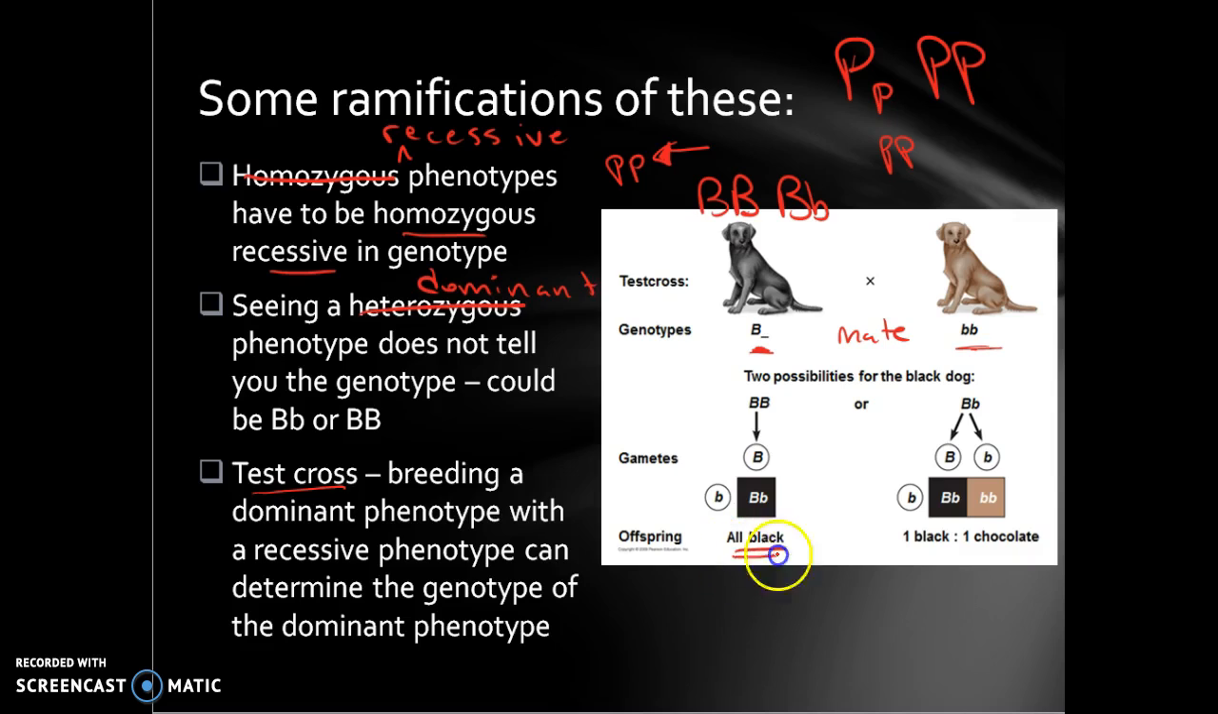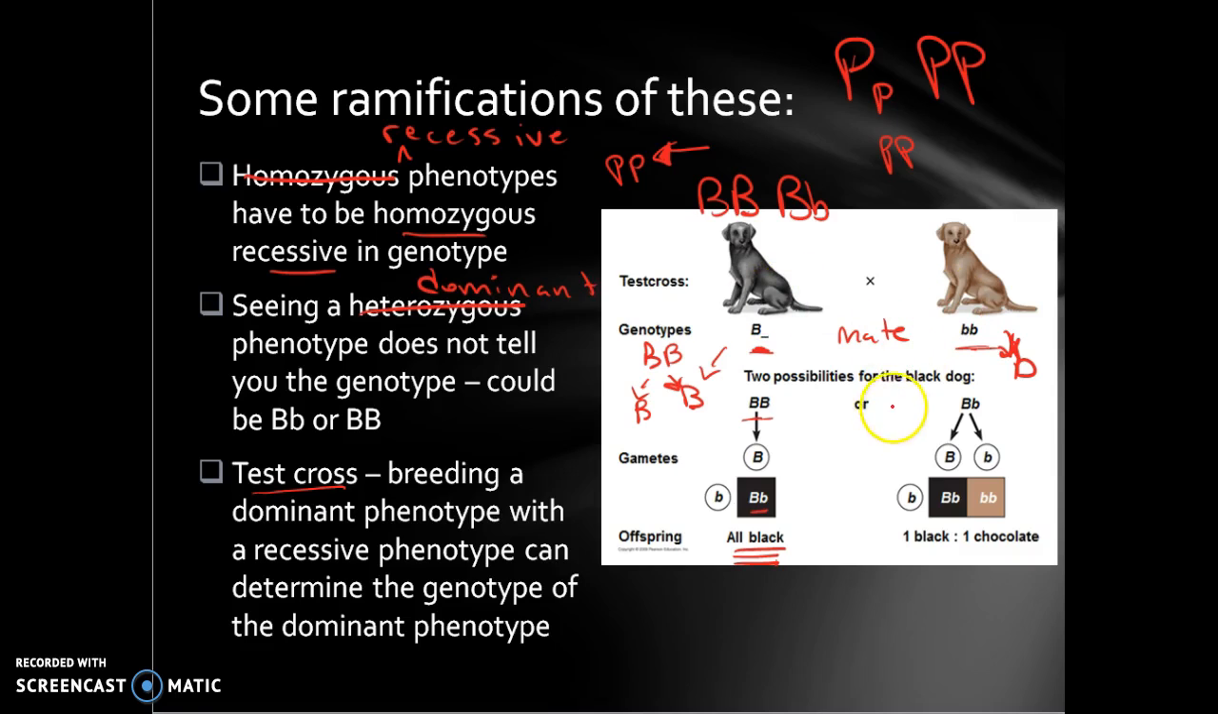We look at the offspring. If the offspring are all black, then that's a pretty good indication that this dog was homozygous dominant. It had both big B's, because if that dog is homozygous dominant, the only kind of sperm or egg that it can make is a big B. So the only kind it has is a big B, and the only one that this can give is a little b. If you look at the possible combinations, they're all going to be heterozygous, which means they're all going to look black.